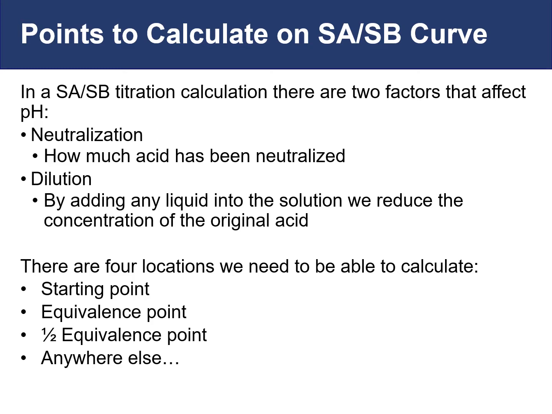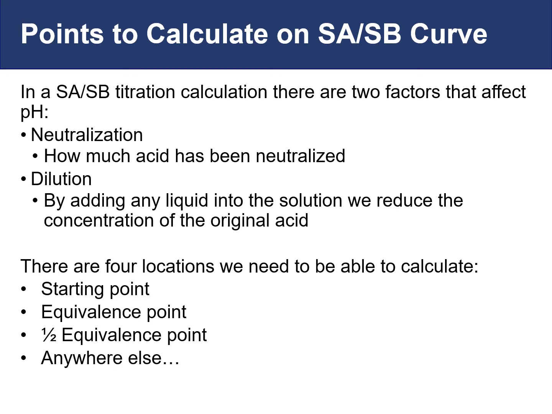And because we are adding a liquid from the base into the acid solution, we also are diluting it. So by adding any liquid, whether it be a base or if we just added water, we would be reducing the concentration of the original acid, which will affect the pH. Typically, the dilution is not as important as the neutralization, but it is still something that we need to take into account. On any titration, there are four locations that we need to be able to calculate.